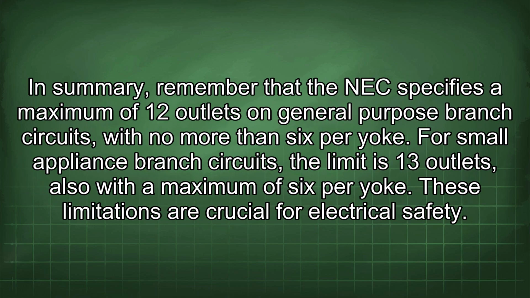In summary, remember that the NEC specifies a maximum of 12 outlets on general-purpose branch circuits, with no more than 6 per yoke. For small appliance branch circuits, the limit is 13 outlets, also with a maximum of 6 per yoke. These limitations are crucial for electrical safety.